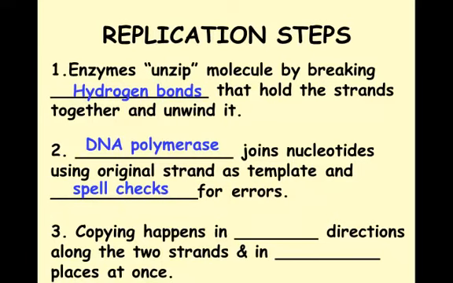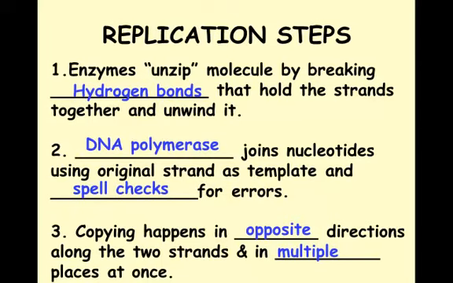Now that copying is going to happen in opposite directions. Remember, our two strands run opposite directions from each other. And it's going to happen in multiple places at once on the chromosome. If I just start at one end of the DNA and run all the way down that long strand, it's going to take a really long time to copy that one little piece. And remember, we're copying 46 chromosomes in a body cell when we're doing mitosis.